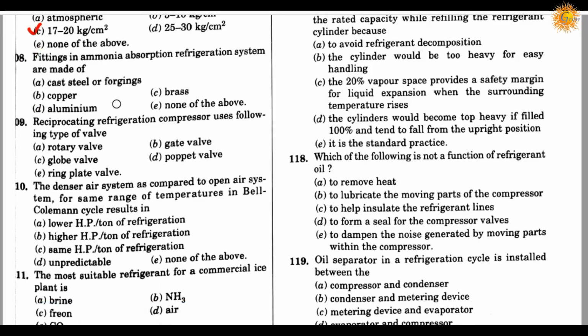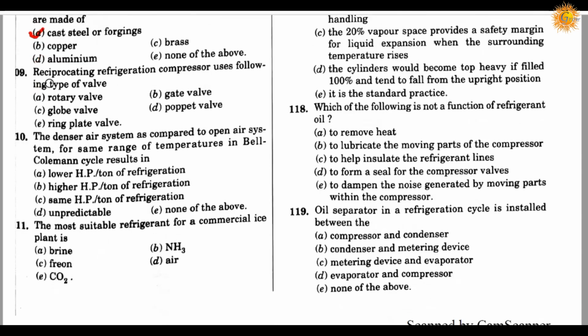Question 108. Fittings in ammonia absorption refrigeration system are made of: Option A, cast steel or forgings. Option B, copper. Option C, brass. Option D, aluminium. Option E, none of the above. So the correct answer is cast steel or forgings.